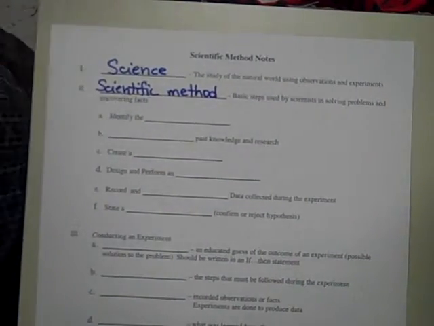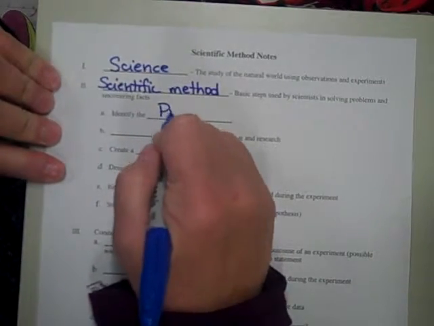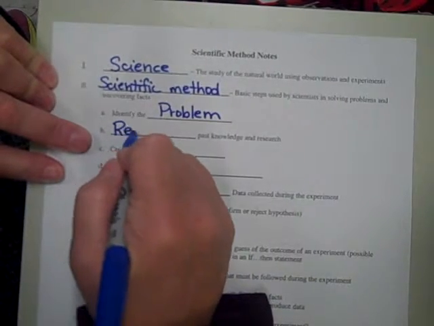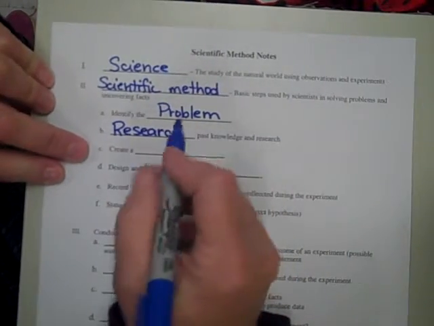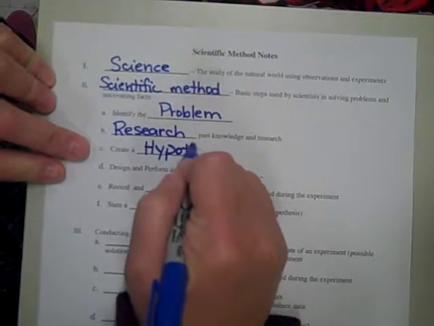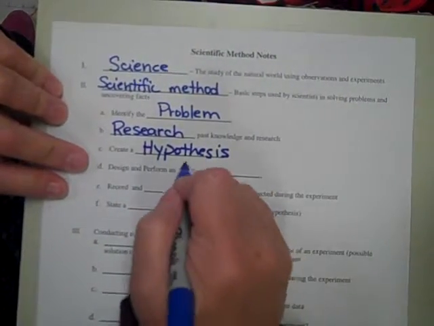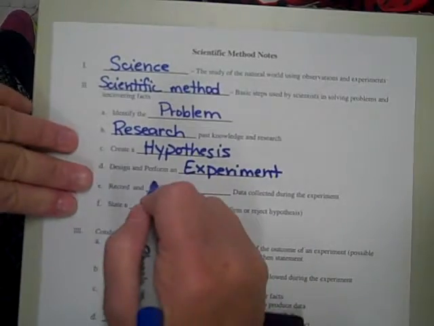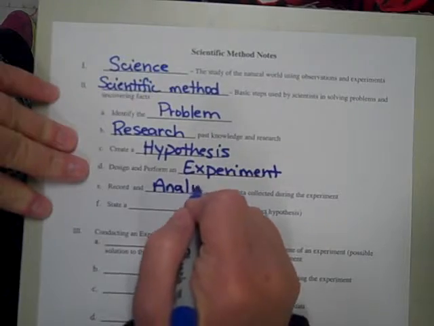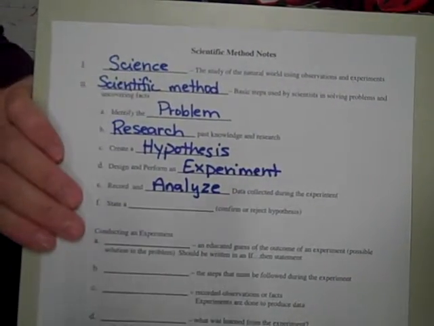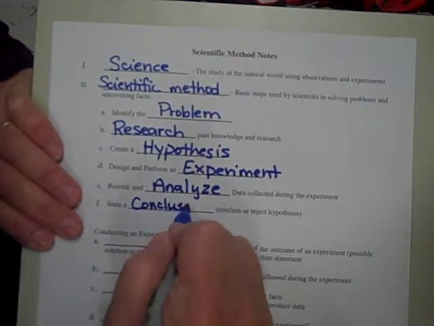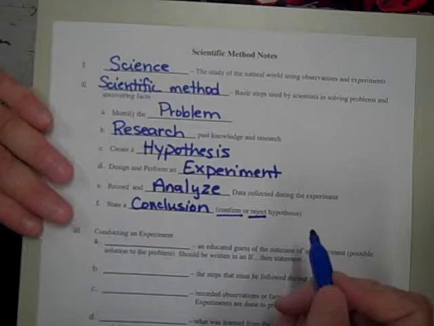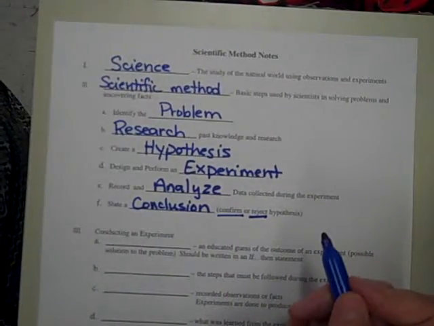There are 6 steps to the scientific method. The first one is to identify the problem. Next, research past knowledge. Next, you'll create a hypothesis. Design and perform an experiment. Record and analyze your data that you collected during the experiment. And from that data, you will state a conclusion. And it's important in your conclusion that you either confirm your hypothesis and that it was correct, or you reject it. Basically, you prove that what you predicted was not correct.